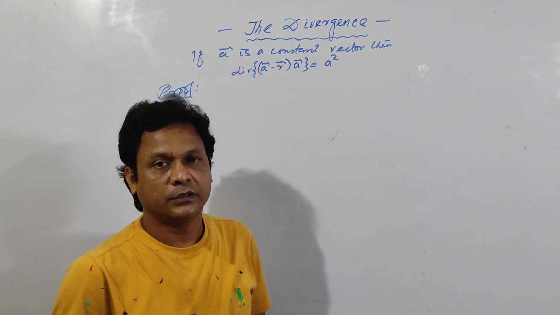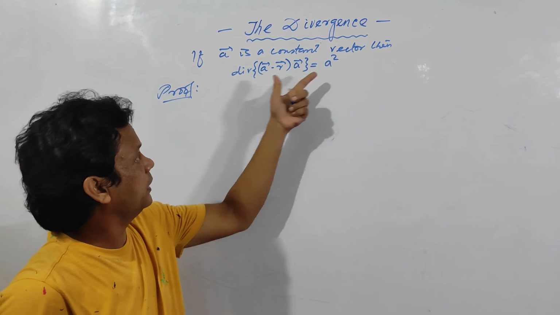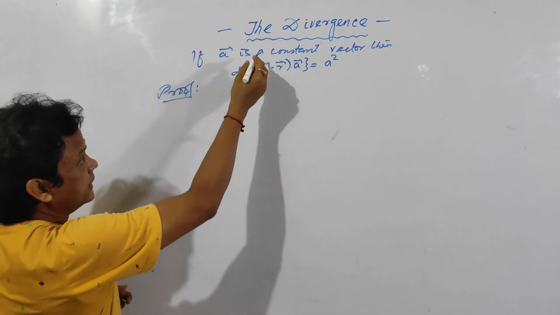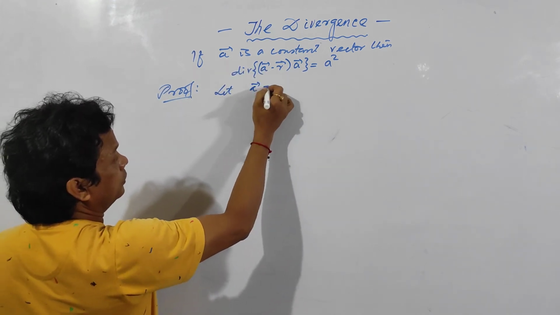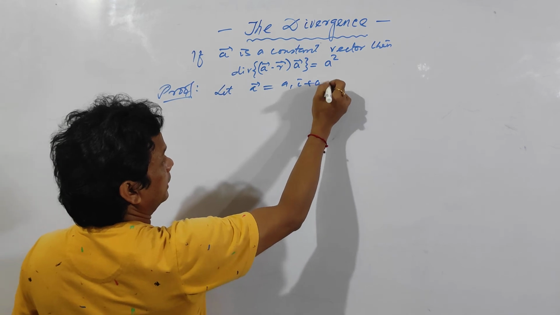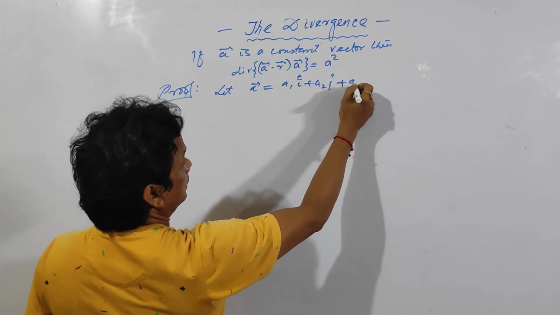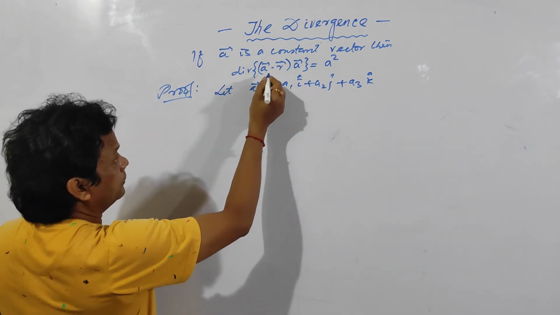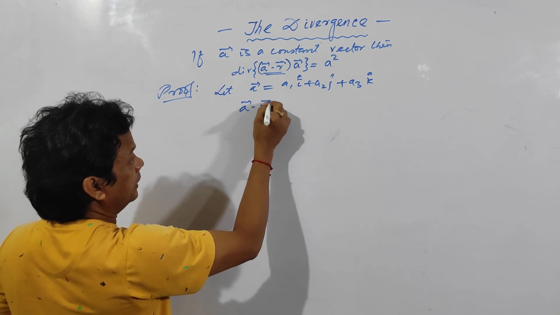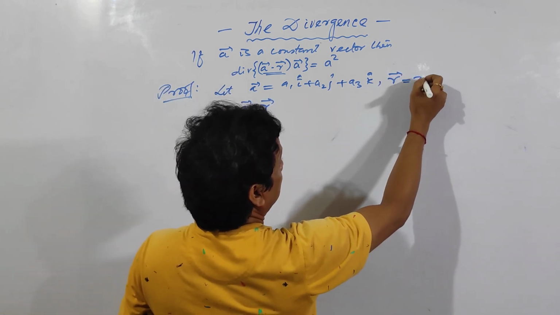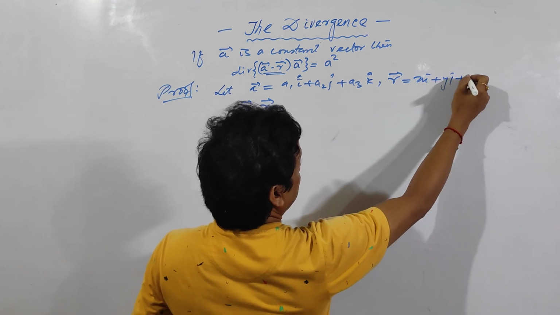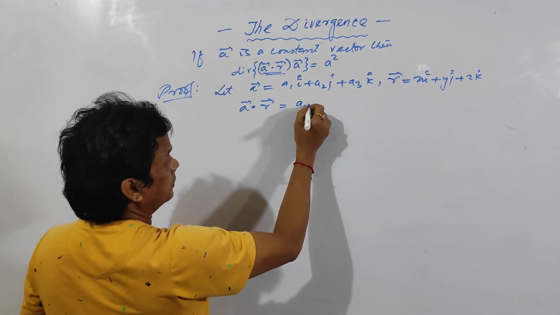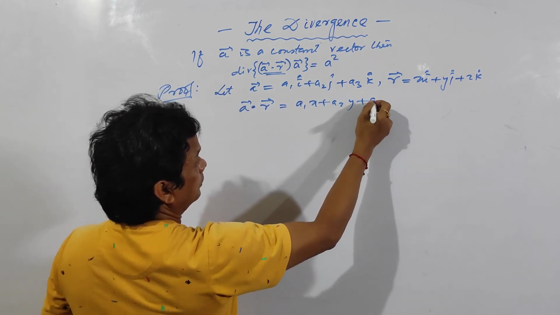Clear? See here. If A is a constant vector, then you want to prove divergence of A dot r into A vector is equal to A square. Since A vector is a constant vector, let A vector be equal to A1 i cap plus A2 j cap plus A3 k cap. But A1, A2, A3 are constants. Now, first of all, find A dot r. What is A dot r? And here, what is r vector? x into i cap plus y into j cap plus z into k cap. So A dot r is equal to A1x plus A2y plus A3z.